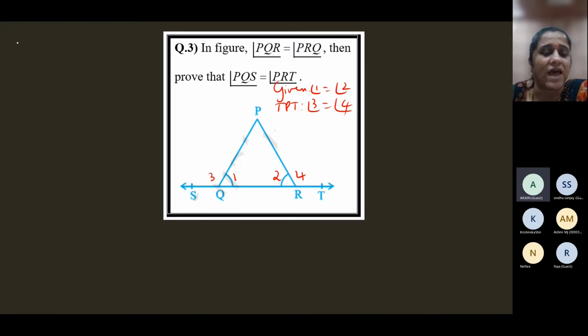Now what is angle 1 plus angle 3, children? What is angle 1 plus angle 3? 180 degrees. Which is a straight line?